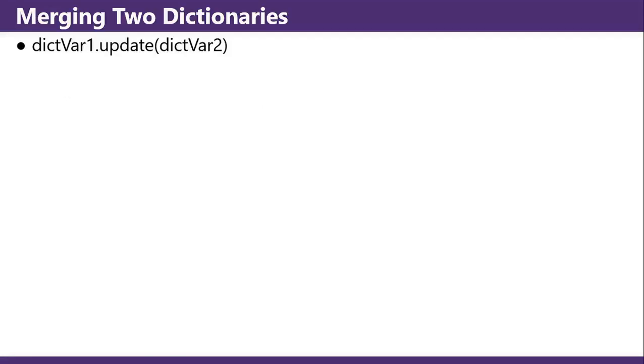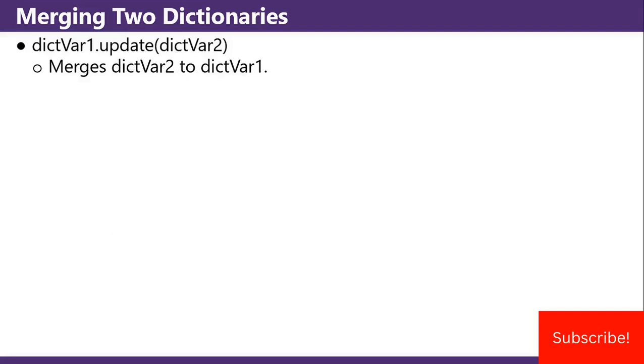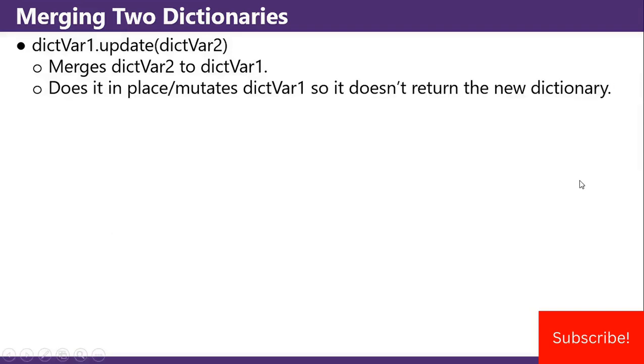Merging two dictionaries. dictvar1.update(dictvar2) merges dictvar2 into dictvar1. It does it in place and mutates dictvar1, so it doesn't return the new dictionary.